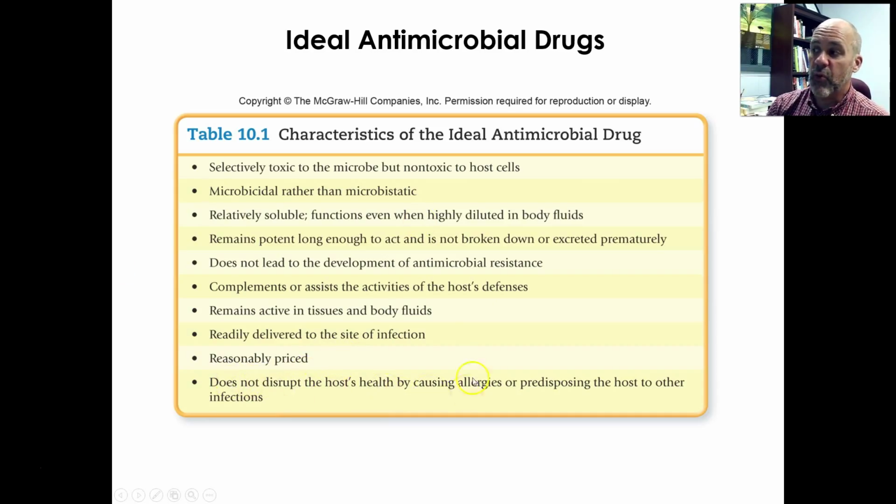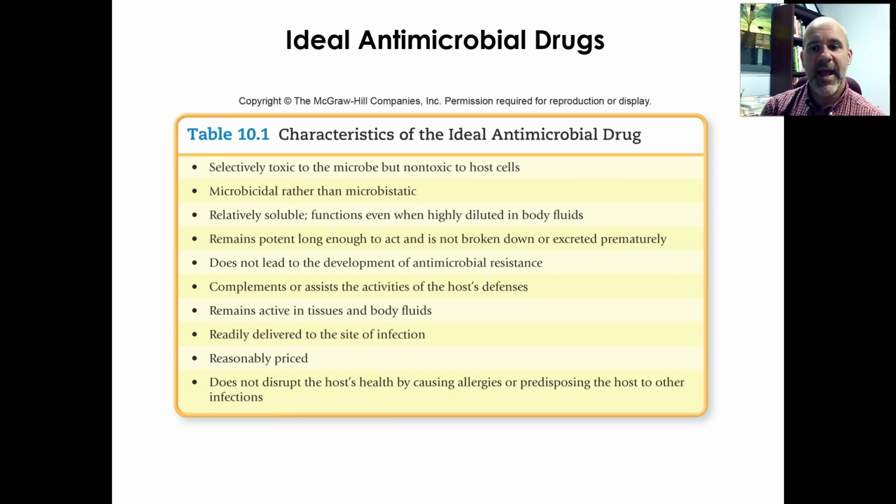And then you don't want a drug to trigger allergies. And you don't want the drug predisposing you to other types of infections. We've already talked about some examples of that with C. diff, Clostridium difficile, which causes a horrible type of gastroenteritis, or colitis more specifically, inflammation of the colon.